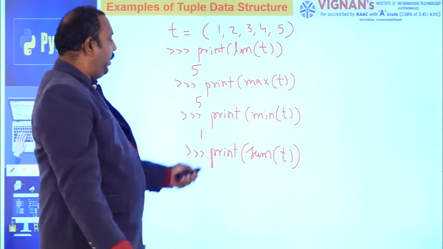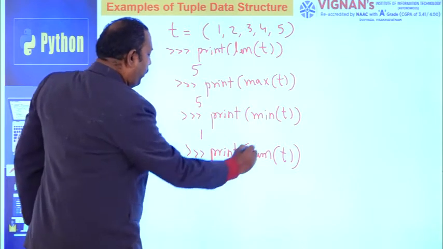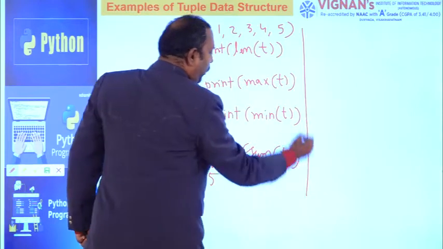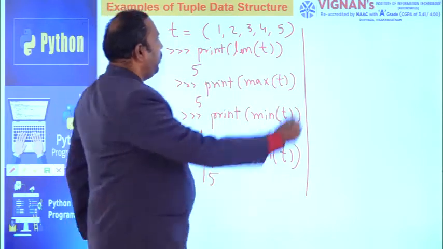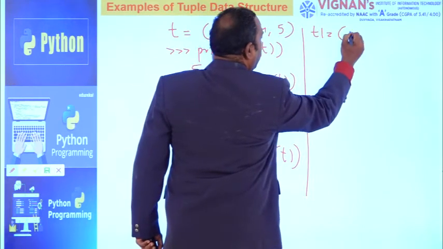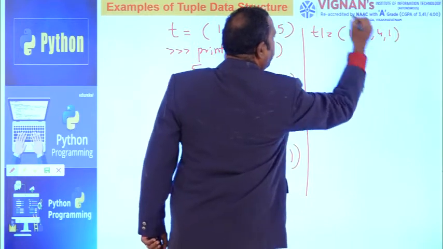Sum of t. So what is the output you will get here? 15 you will get the output. Similarly, suppose you have taken another tuple T1 consisting of 1, 2, 1, 4, 1.